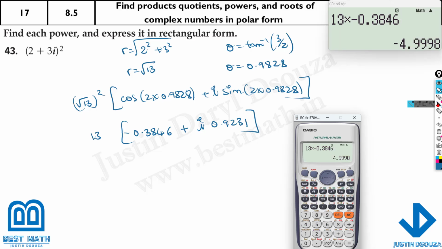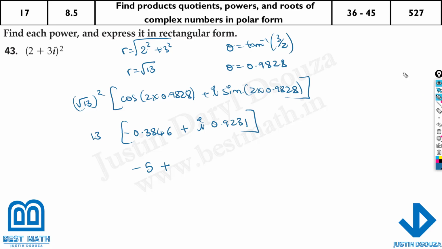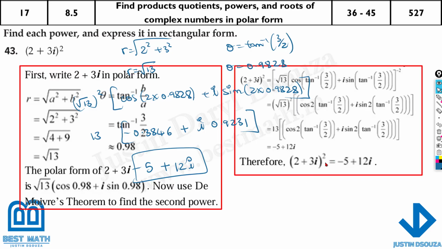The value is, I'm just going to write 4 because even if you approximate it, it's going to be 4.99. It'll be 5 if you take 2 decimal points. Minus 5 plus, what will be this value? It's going to be 13 times 0.9231. And that's going to be 12. So 12i or i times 12, it's the same thing. So minus 5 plus 12i. So that will be the final answer. Here we go. Negative 5 plus 12i.